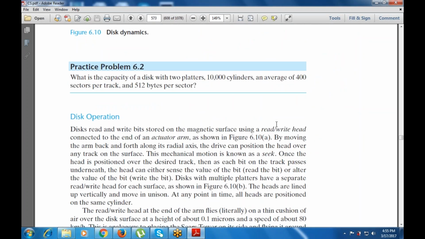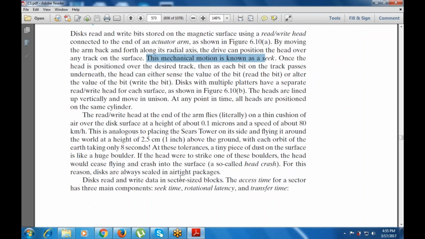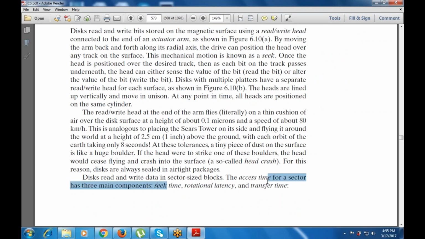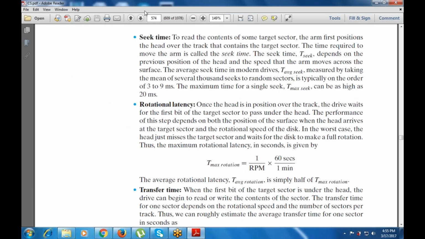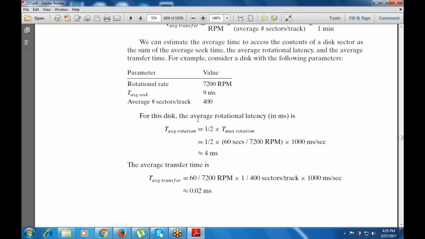Then disk operation uses the read-write head connected to the end of the actuator arm, and this mechanical motion is known as a seek. That means seek time. Now this is the same as I told you: seek time, rotational latency, and transfer time. Seek time: to read the content of some target, we need to first go to the track, and that is known as the seek time. Then transfer time.